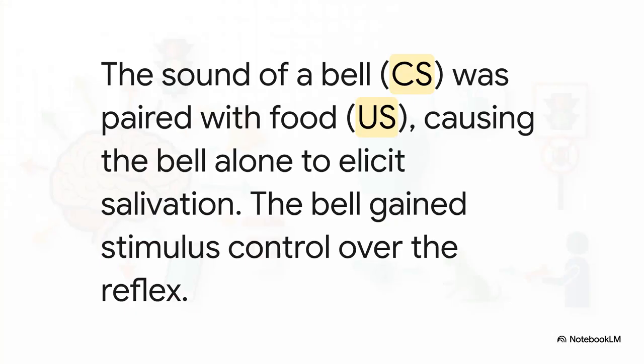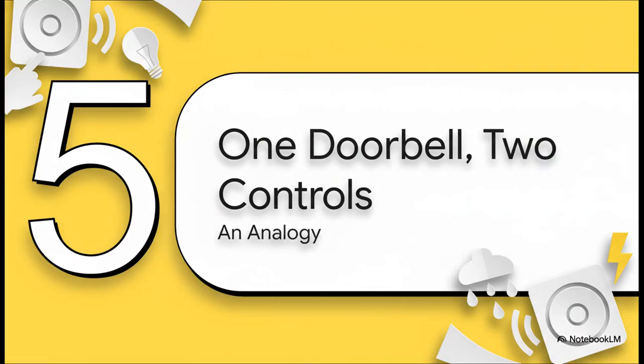A bell, which was at first just a neutral sound, got paired with food, which naturally causes salivation. After this happened enough times, just the sound of the bell was enough to elicit salivation. The bell, now a conditioned stimulus, had gained stimulus control over an automatic physiological response. So we have these two types of control: operant for voluntary actions and respondent for our automatic reflexes. So can they happen at the same time? Oh, absolutely. And a simple doorbell analogy shows us exactly how.